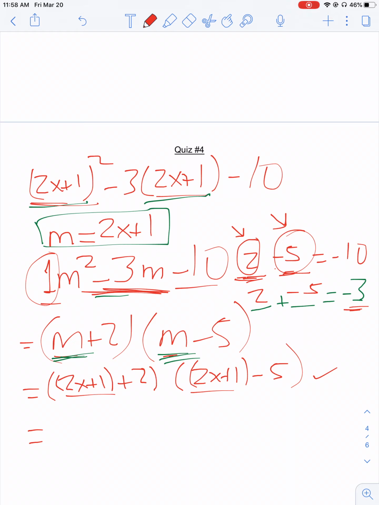So the plus 1 and the plus 2 will combine, so this becomes 2x plus 3. And the plus 1 and the minus 5 will combine, so it just becomes 2x minus 4. This would be the final answer, okay?